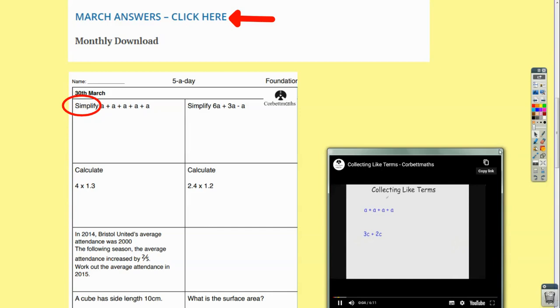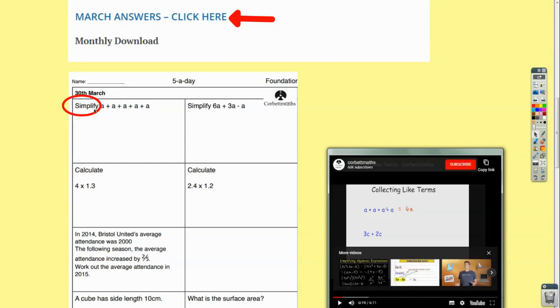In this video, we're going to look at how to collect like terms. It's very important in maths you're able to simplify expressions. Something like this: a plus a plus a plus a. Well, a plus a is 2a, plus a is 3a, plus a is 4a. So that would be equal to 4a. And you can see that's quite similar to the first question on the 5-a-day sheet. So don't forget that you can use the videos on Corbett Maths to help you with the 5-a-day.